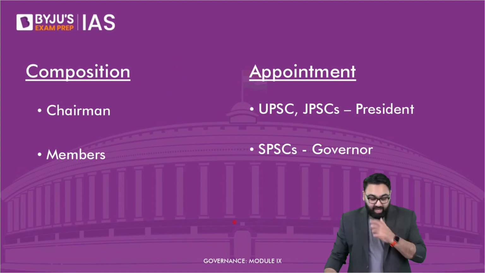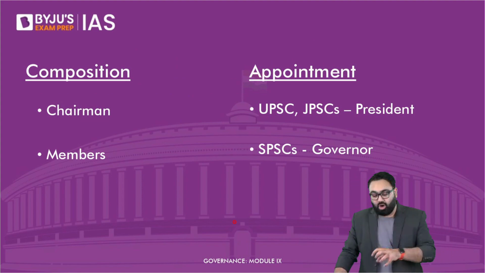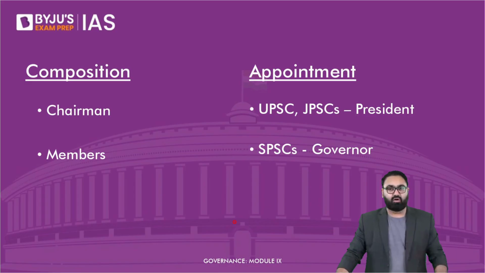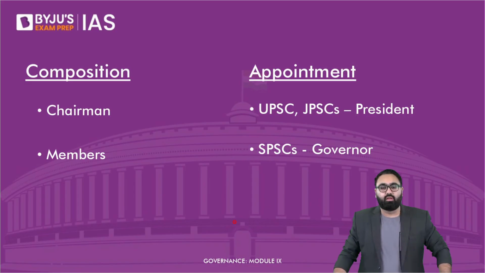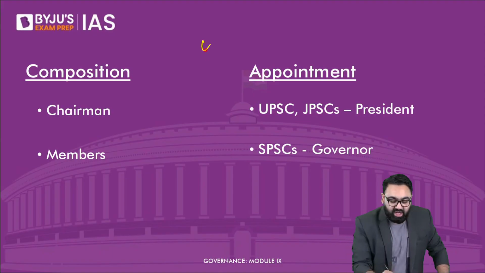Now, let's look at the composition of these bodies. How does it work? If you look at the composition, the Constitution of India does not mention how many members there will be. Constitution has no mention of the number of members.